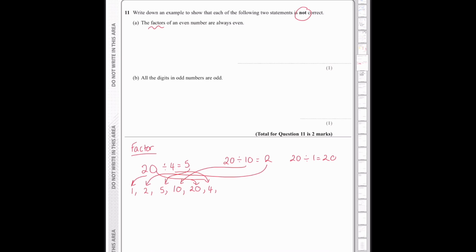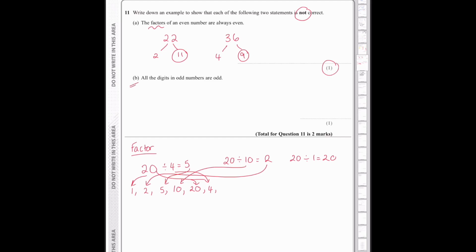Okay, so back to the question. The factors of an even number are always even. So let's write down some even numbers. We have 22, and we have 36. In 22, I know that I can split that up into 2 times 11. 2 times 11 makes 22. Well, 11 is a factor, and it's definitely not even. So you've done an example already. We could do another one. 4 times 9 makes 36. Well, 9 is not an even number. So you'll have got your 1 mark there.